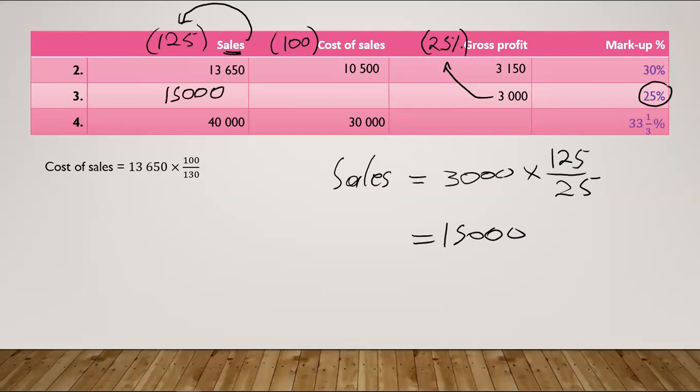Let's calculate cost of sales. What if I wanted cost of sales? I would have taken the 3,000, but instead of multiplying by 125, I would multiply by 100, and it would give me my cost of sales figure, which is 12,000. To check if it's correct, you would take 15,000 minus 12,000. It should give you that 3,000, right?